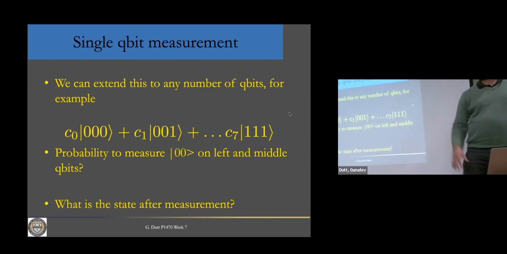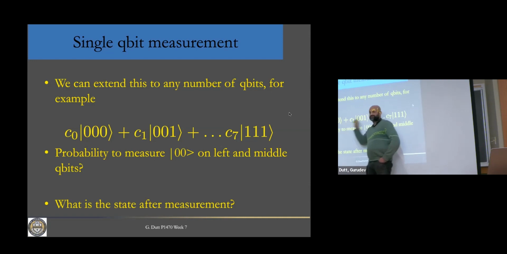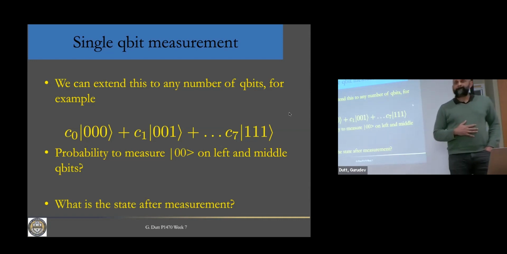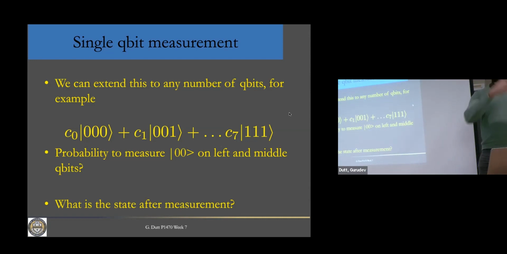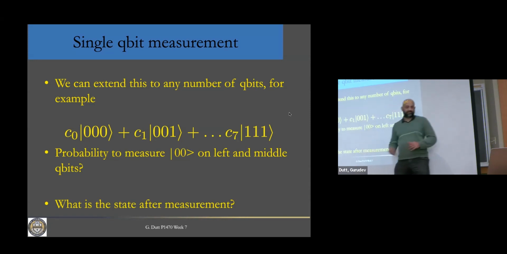Yes, just the same thing we did before. So C0 and C1. Excellent. So C0 squared plus C1 squared. Very good. And what will be the state after that measurement? We just take that C0 and C1 and then just normalize them. Excellent. And the normalization will be exactly the square root of that probability that you just found, right? So what I mean is.